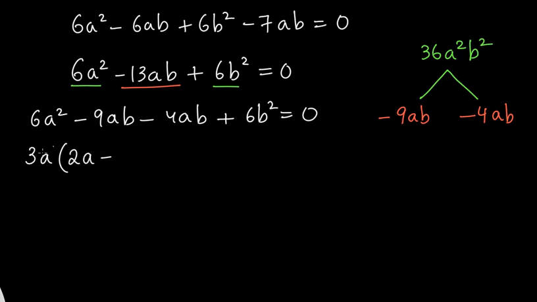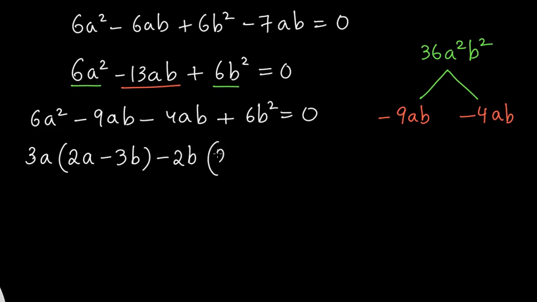So 2a minus 3 times 3 is 9, and 1a is outside. So just b is remaining. Now from the second 2 terms, you can see 4 and 6 have a common factor of 2. I will take minus 2 because we have a negative sign here. And we can see that b also is common, right? So we can take 2b outside.